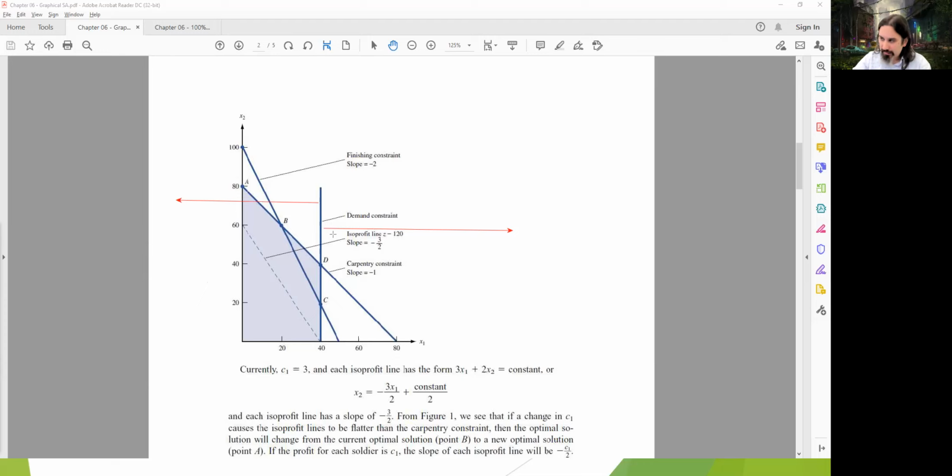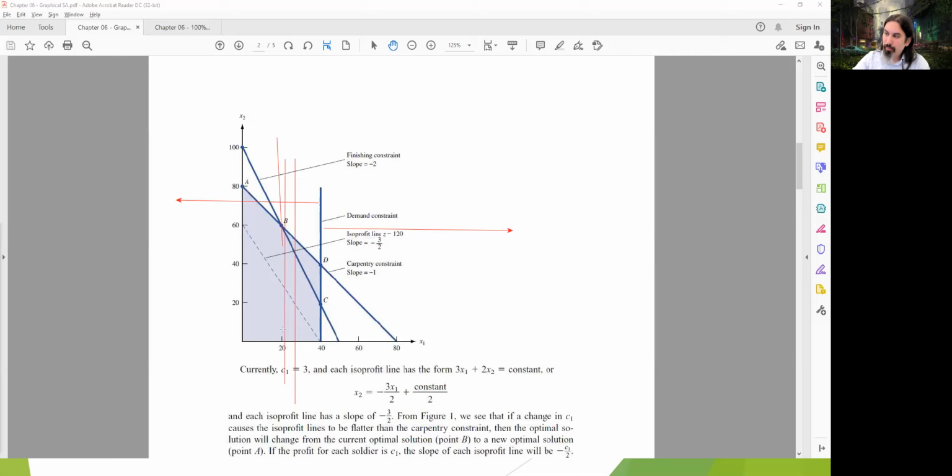Now, if I start decreasing my demand constraint, my D point and my C point will be getting closer to B. For example, if this line came just over here, if it were here, I can see that the D point is over here and the C point is over here. If I got closer, D and C will be coming closer to B.